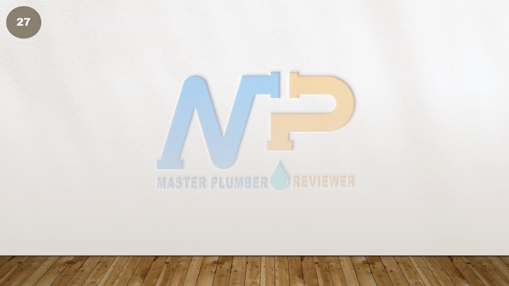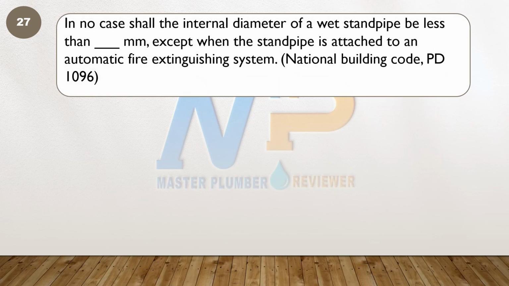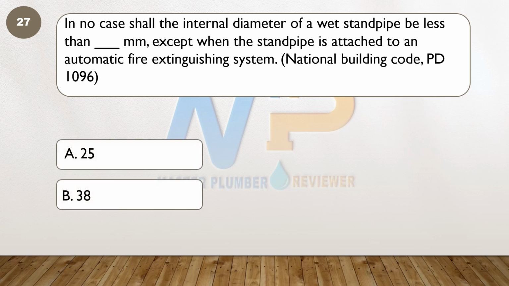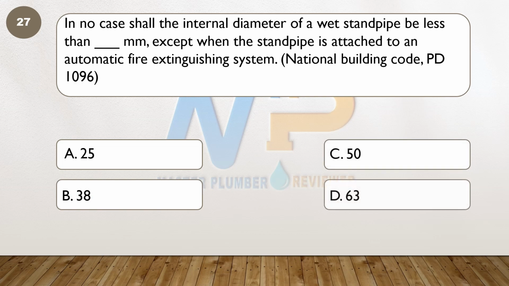Number 27. In no case shall the internal diameter of a wet standpipe be less than blank millimeters, except when the standpipe is attached to an automatic fire extinguishing system. A. 25. B. 38. C. 50. D. 63. The answer. It's C. 50.